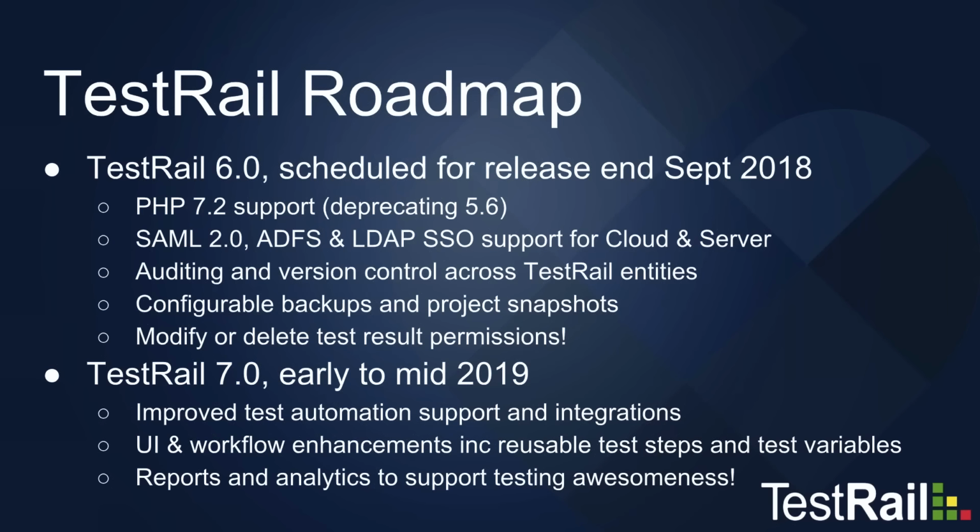Looking slightly further out, we're in the planning stages for TestRail 7. That's going to be due early to mid 2019. Stuff that we're looking at for that will include improved test automation support and integrations, things like integration with your continuous integration servers. We'll be making lots of UI and core test management workflow enhancements. So the kind of things we're thinking about there are the ability to reuse test cases and test steps in other tests, other projects, and the ability to parameterize your test cases with test data. Again, things that the community has been asking for a little while. And to support some of those changes, we'll certainly be looking at our reporting functionality as well.